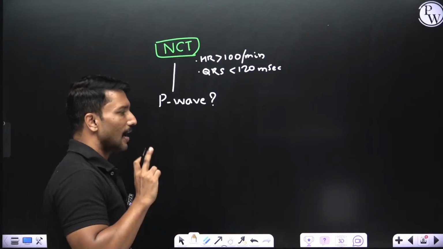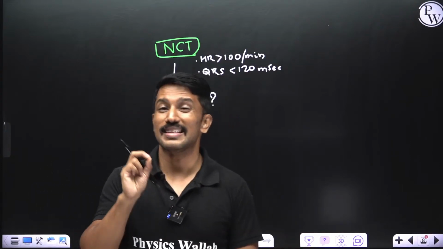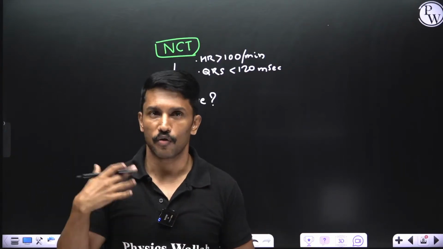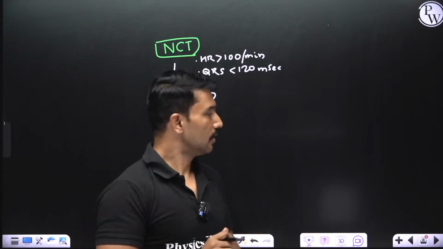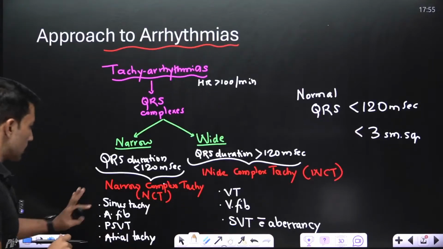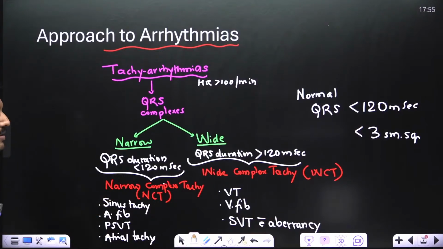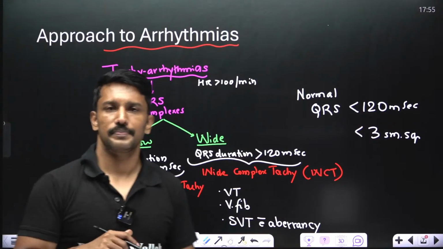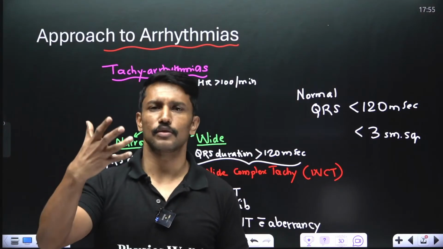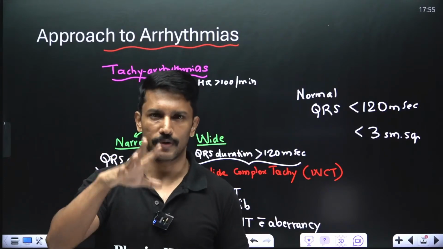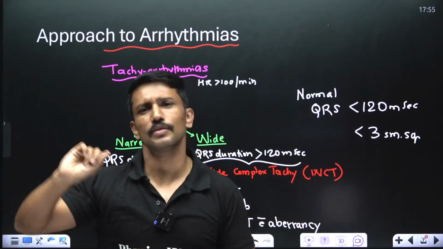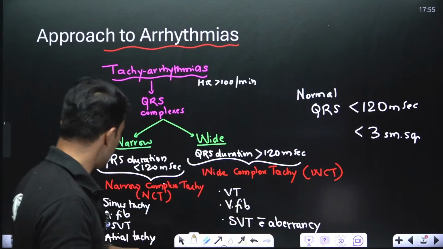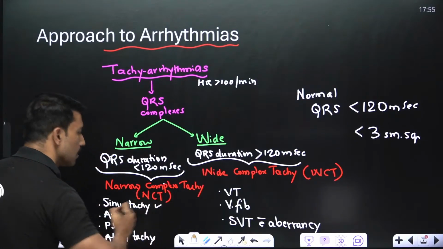P wave. Are they present, morphologically distinct and identifiable? Confidently, can we call them P waves or not? If P waves are present, what are the possibilities here? If it is sinus tachycardia, P wave should be present or absent? SA node has increased automaticity, so it is firing more frequently. It is sending the wave of depolarization across the atria, so atria is contracting, so of course I will have P waves. So in sinus tachycardia, P wave will be present.